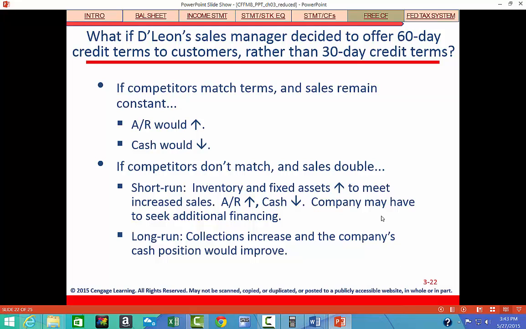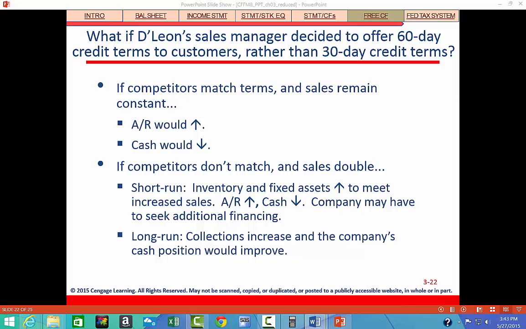Now, what if we did something like this? What if the sales manager decided to offer 60-day credit terms to customers rather than 30-day credit terms? Well, if you extend the sales credit terms, it will take longer for De Leon to receive its money. Its cash account would decrease and its accounts receivable would build up even more. Because the collection process would slow down, accounts payable would build up too. So then, inventory would have to be built up and possibly fixed assets also before sales could be increased.